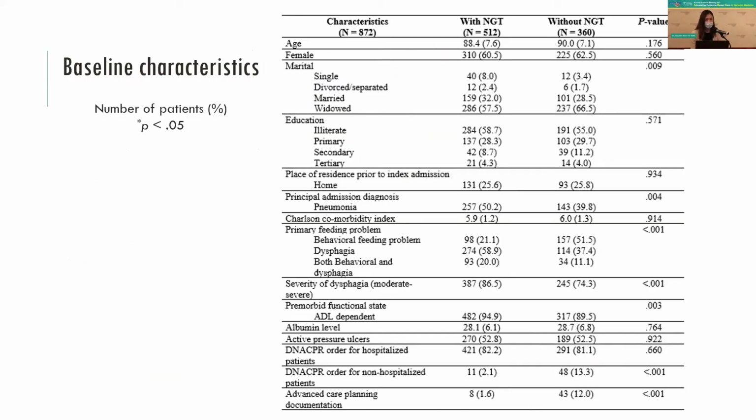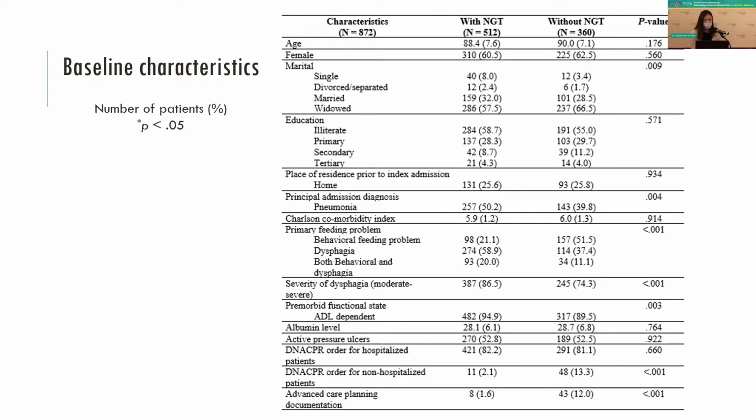So this table shows the baseline characteristics of our patients. In the end, we enrolled 872 patients. On average, these patients were quite elderly, with an average age around 90 years old, with 75% who were residents in OH homes.